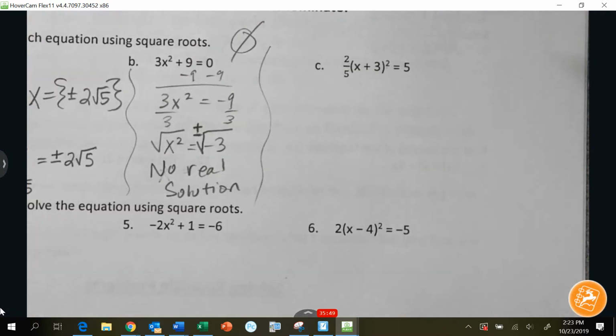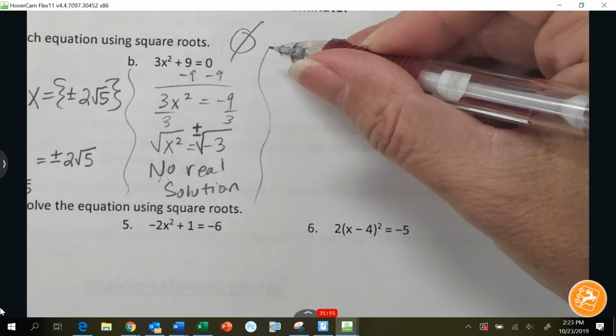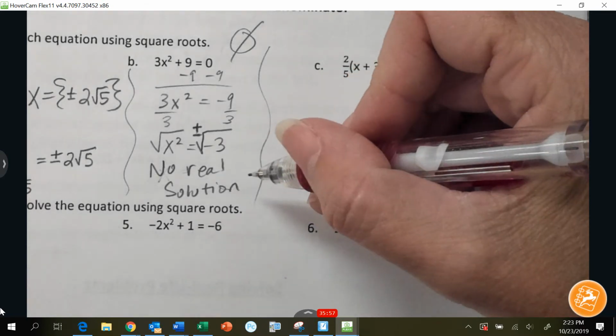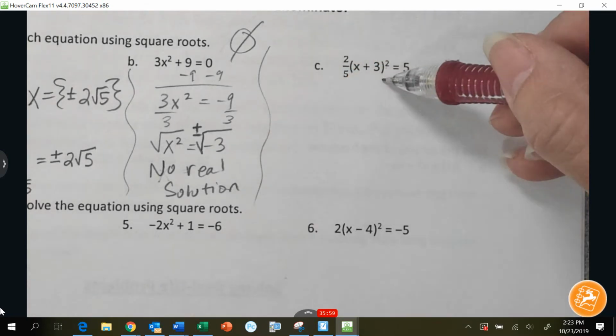Okay, but when I give you a multiple choice quiz, that won't be an answer ever. Like an answer might be no real solution. All right, let's look at question C.